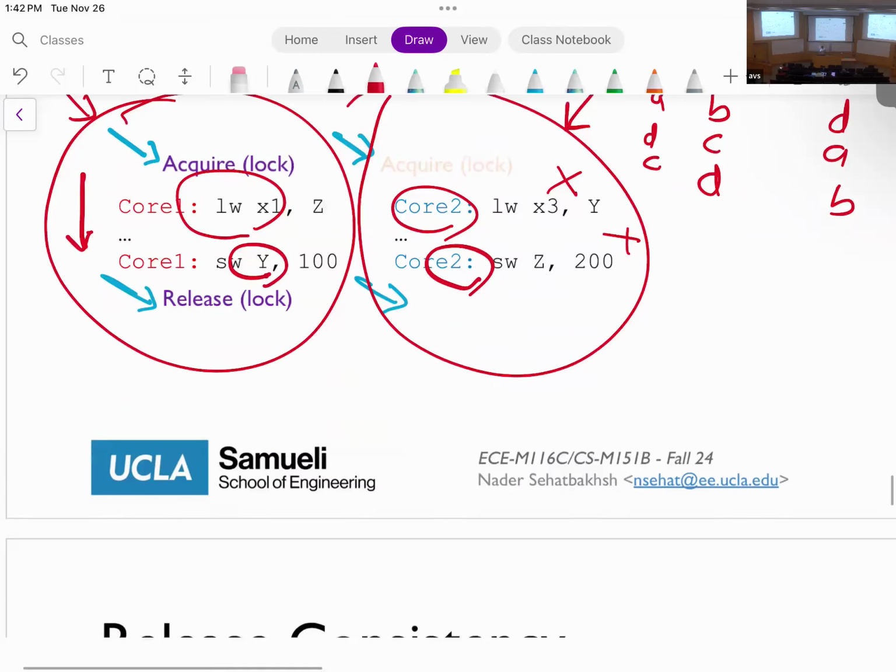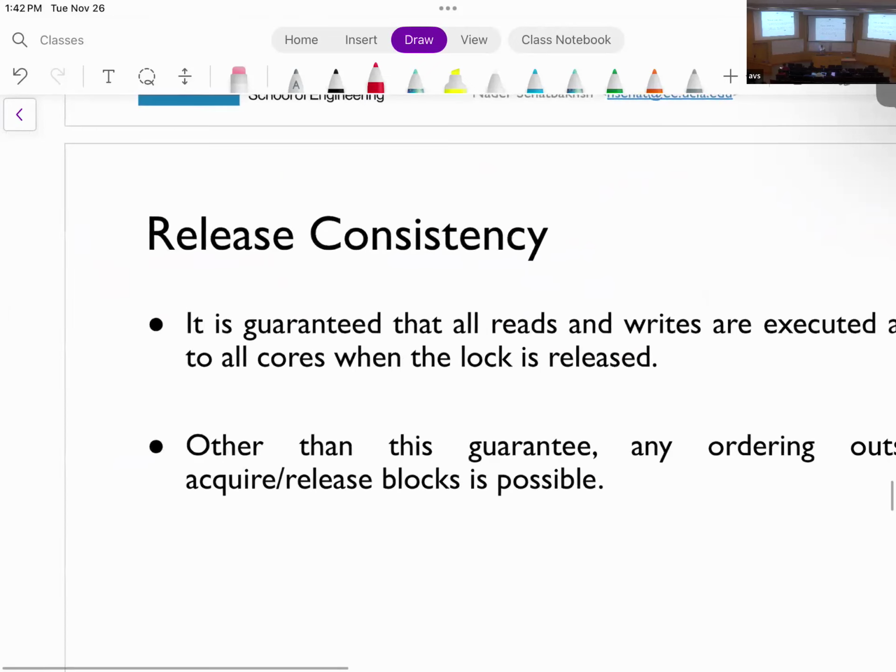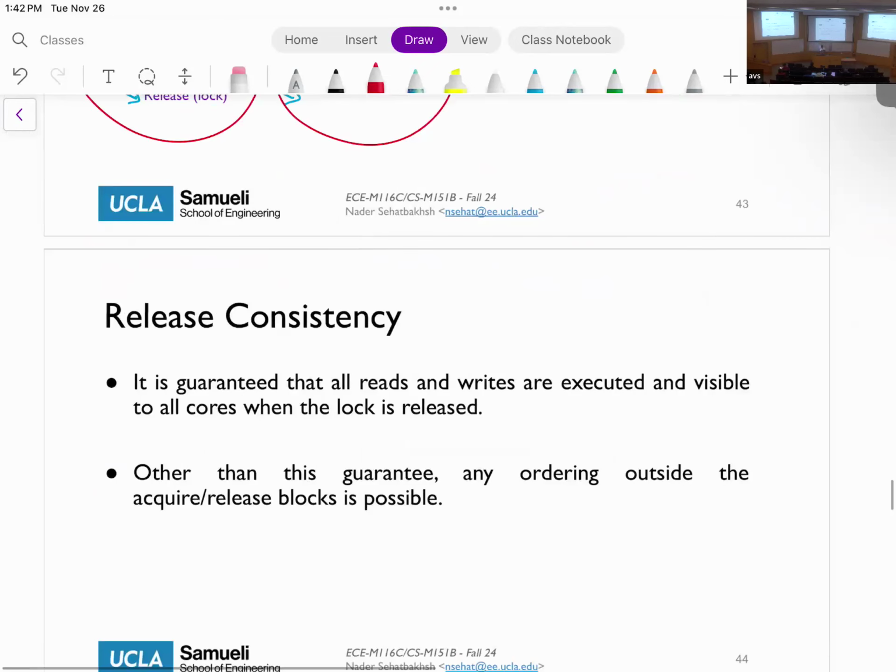Typically, what we do with locks is actually what we call release consistency. The release consistency is that we guarantee that when we release the lock, not only do we release the lock, but we make all the reads and writes at that point visible to everyone.